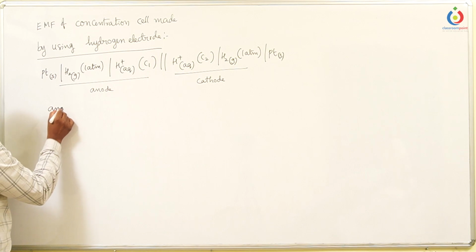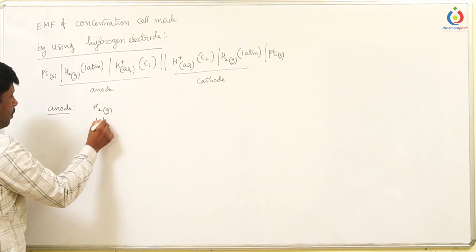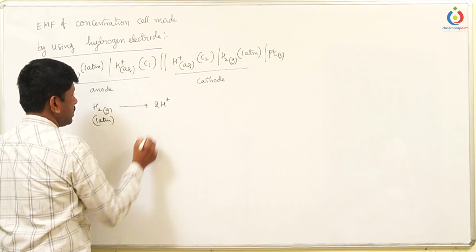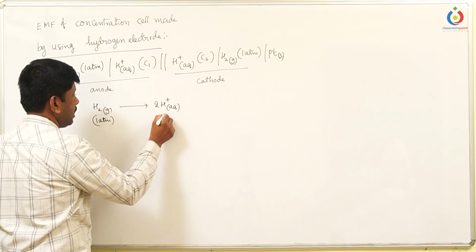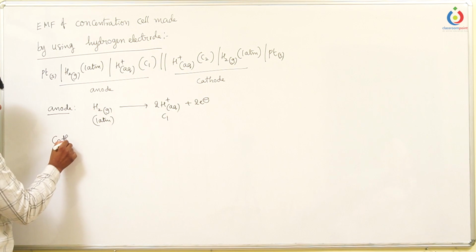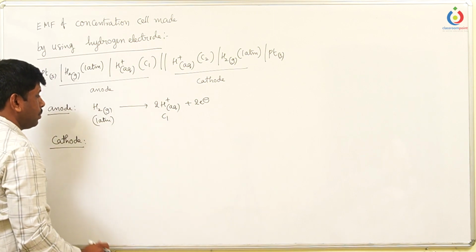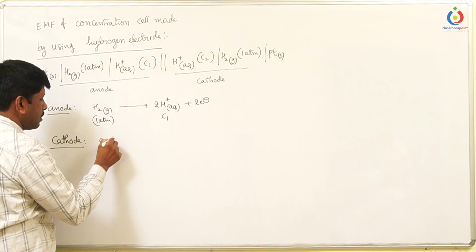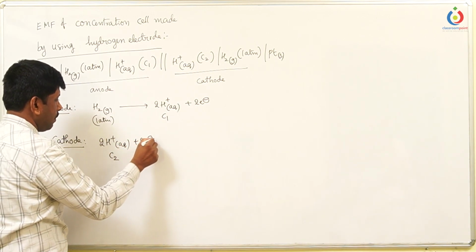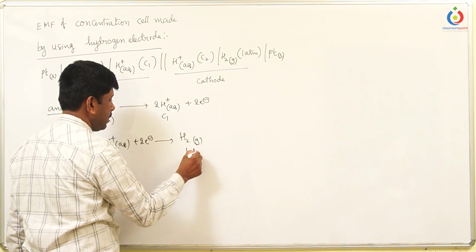The anode reaction is H2 gas at 1 atmospheric pressure oxidizes to 2 H plus ions in aqueous state with concentration C1, plus 2 electrons released. Next, the cathode reaction: H plus ion is reduced to hydrogen gas. So 2 H plus ions in aqueous form with concentration C2 gain 2 moles of electrons and reduce to hydrogen gas at 1 atmospheric pressure.